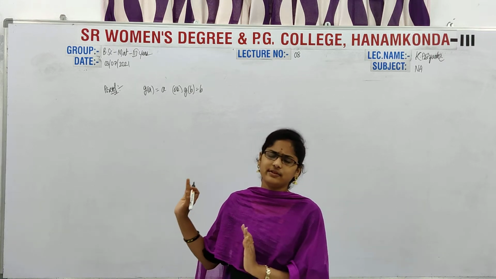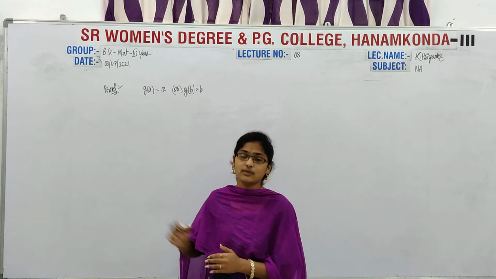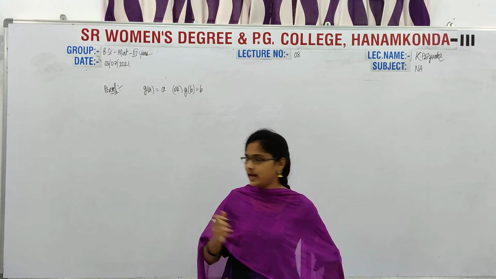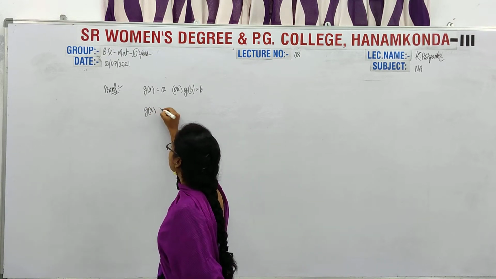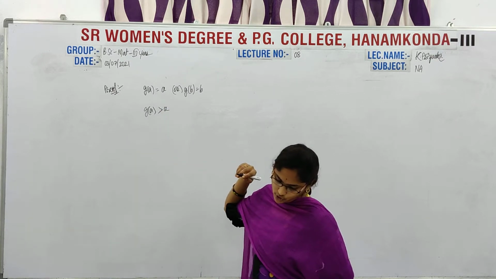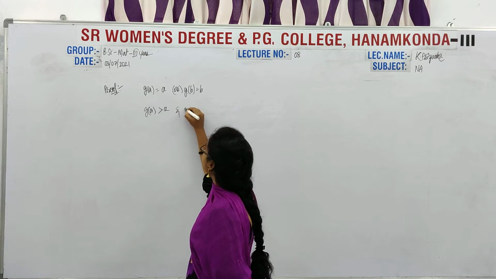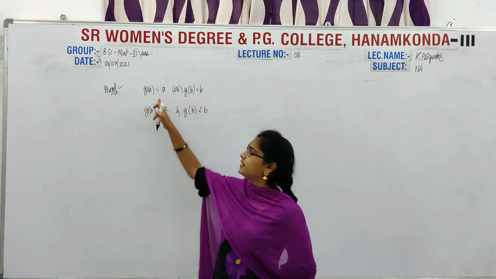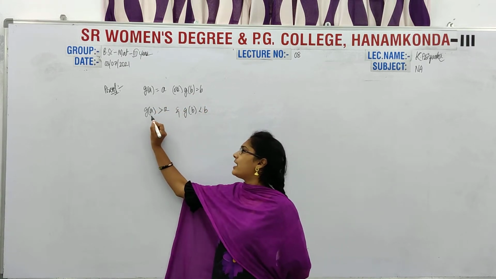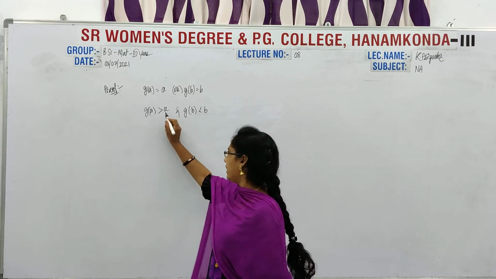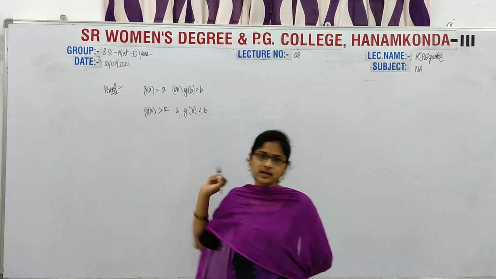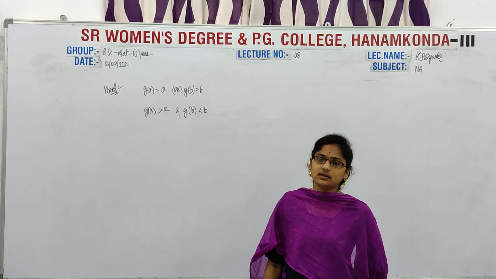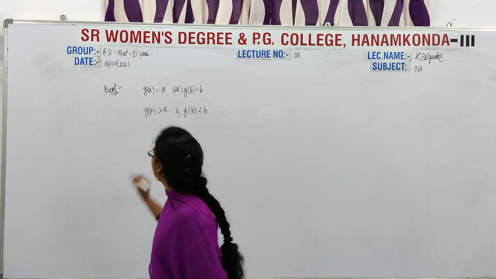If not, so if there is no chance for it to exist like this, then what do we have to do? If not, next line: then g of a is greater than a, and g of b is less than b. Because here we have the minimum value and here we have the maximum value. That's why I take g of a greater than a, and the value g of b should be less than b. So that's why I consider it like this.